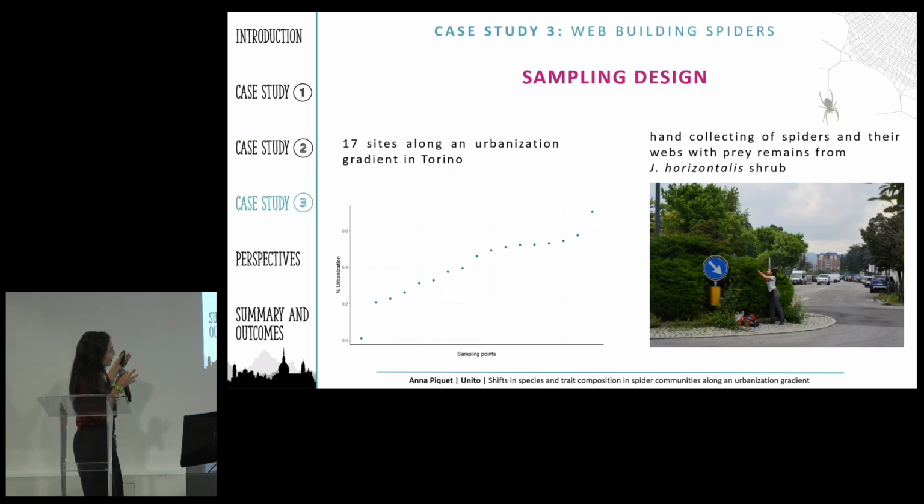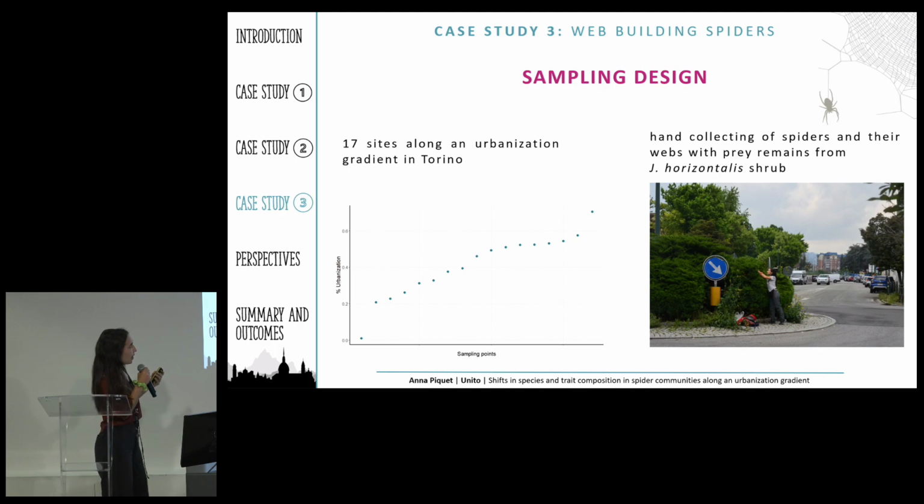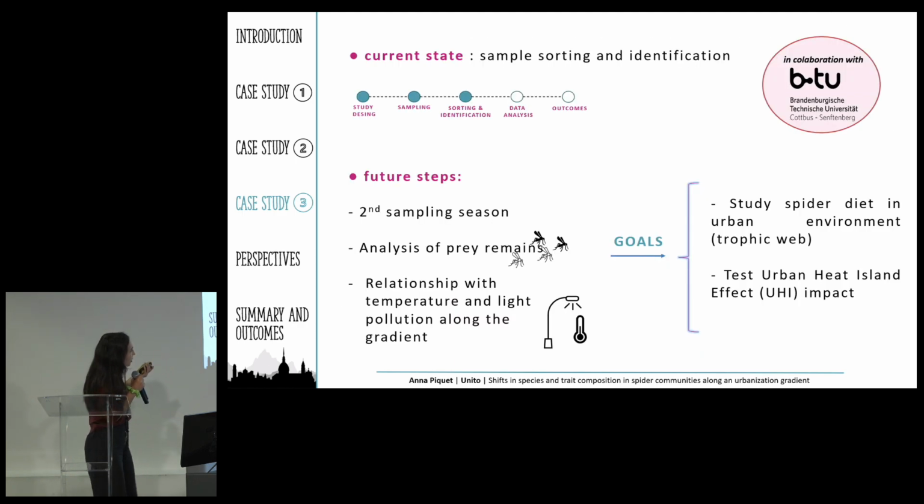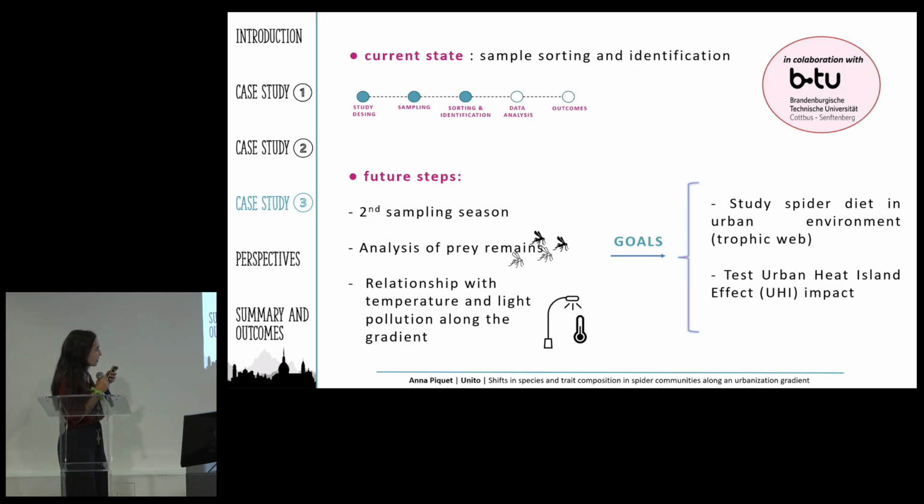So in the last case study, I just started with it. I just finished the sampling 2 weeks ago. And this is me sampling in a roundabout in the city. I'm collecting spiders with their webs and with the prey remains in the webs along an urbanization gradient. What I want to do here is analyze the prey remains and understand more about the spider diet in the urban environment, building a sort of trophic web. I also would like to measure temperature and light pollution along the gradient in order to involve also these covariates in the model.